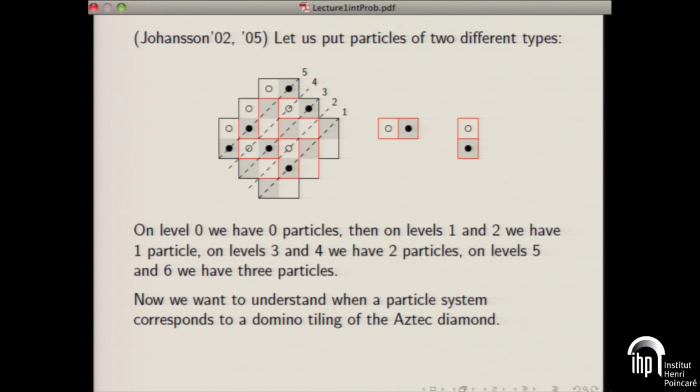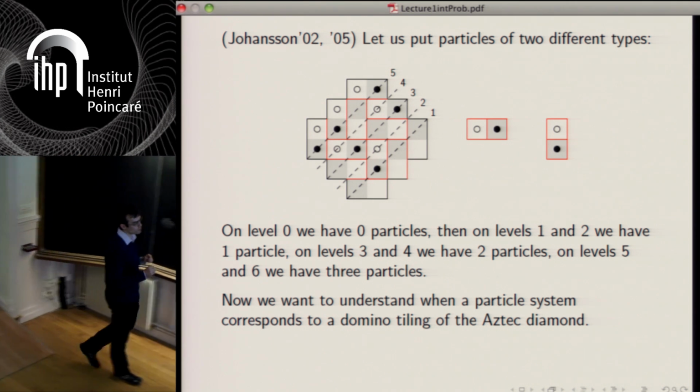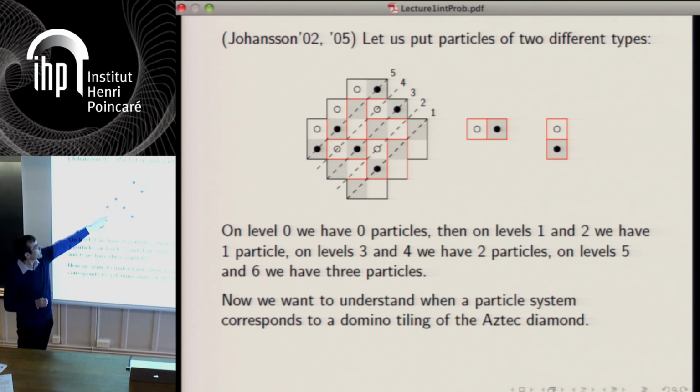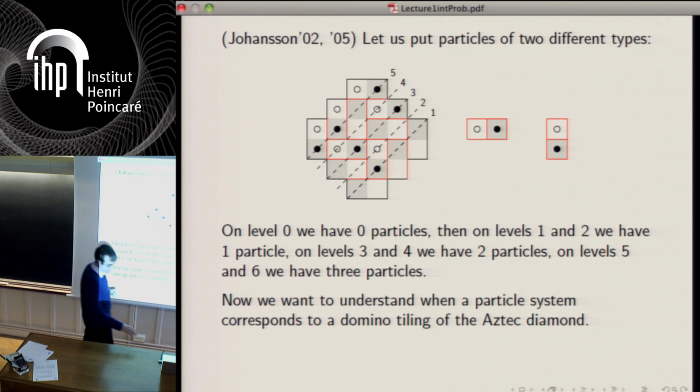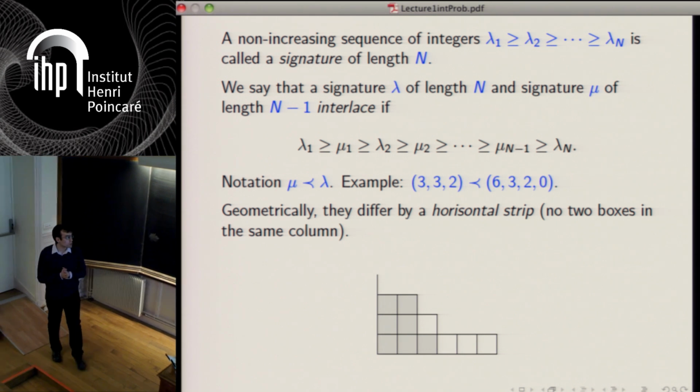So the first claim is that on levels 1 and 2 we always have one particle, on levels 3 and 4 we always have two particles, and on levels 9 and 10 we always have, how many? 5 particles. Again, this is some combinatorics which is better just to prove by drawing pictures, and I will not actually prove it, I'll just claim this. But we obtain this structure: black particle, white particle, two black particles, two white particles, and so on. So now I will try to formulate the conditions on these sequences of integers.